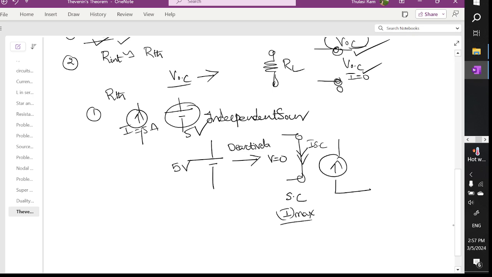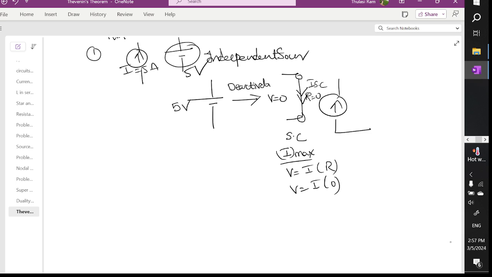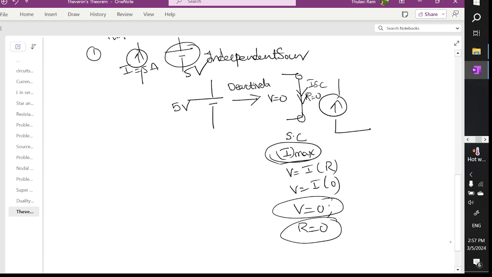And here when you deactivate it, automatically V is equal to I into R. Whenever you short circuit, the resistance offered is R equal to 0. So I into R is 0, and automatically V equals 0. You have to remember these three cases for a short circuit: maximum current flows, low resistance of 0, and automatically the voltage is 0. This is how we make a 5 volt source a 0 volt source. This is the concept of deactivating a voltage source.